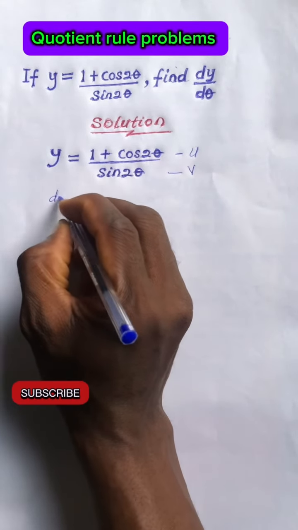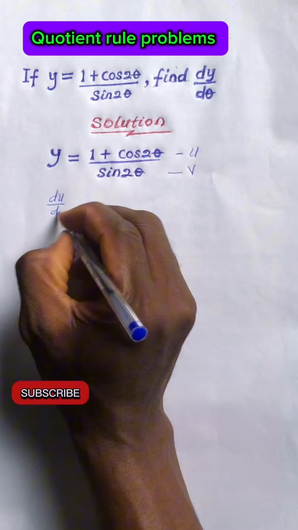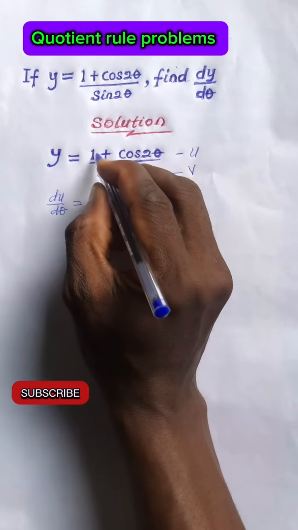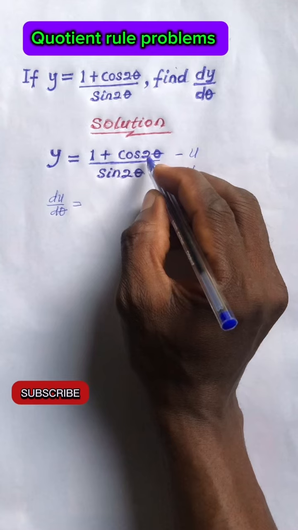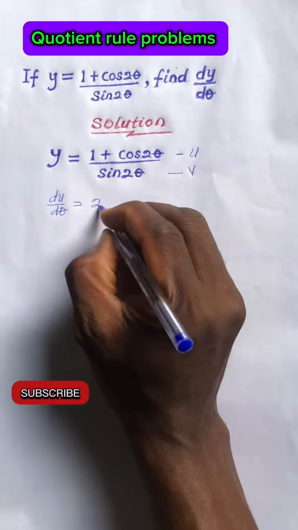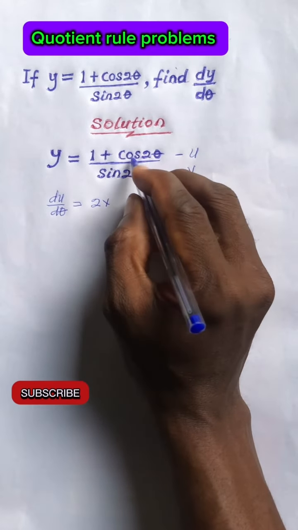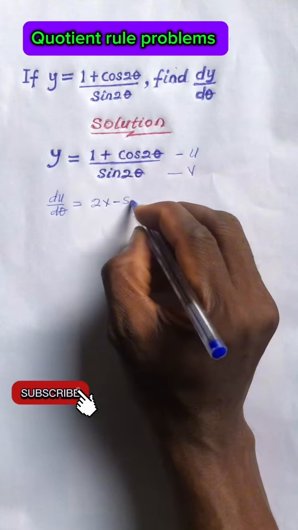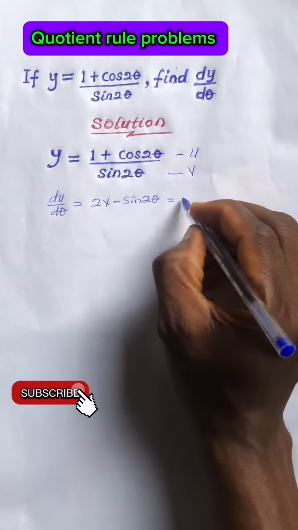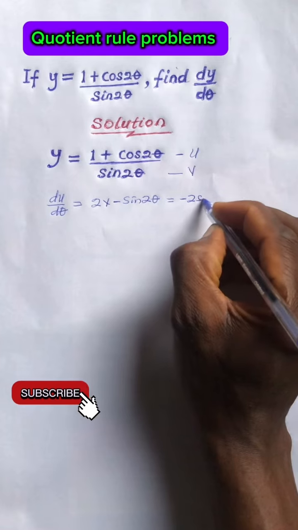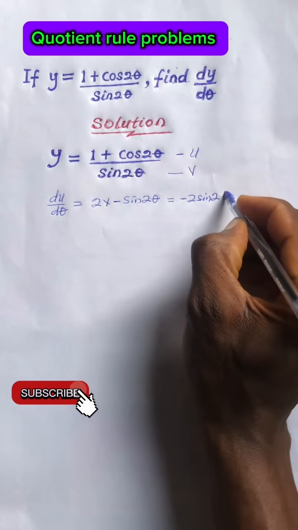So we'll have that du d theta equals, 1 is a constant, it becomes 0. So we have cos 2 theta. In differentiating this, we differentiate 2 theta to have 2, times the derivative of cos 2 theta, which is minus sine 2 theta, and that becomes minus 2 sine 2 theta.